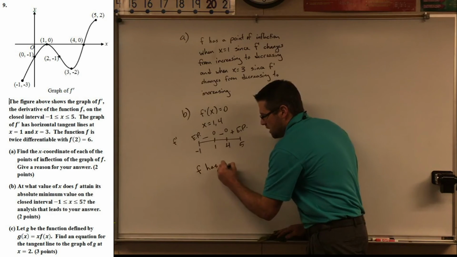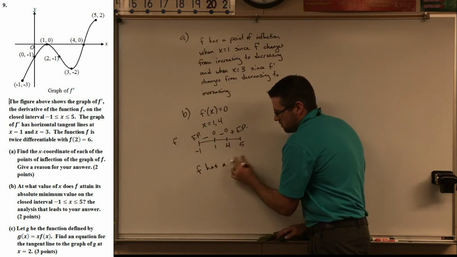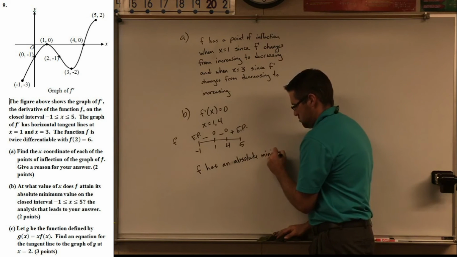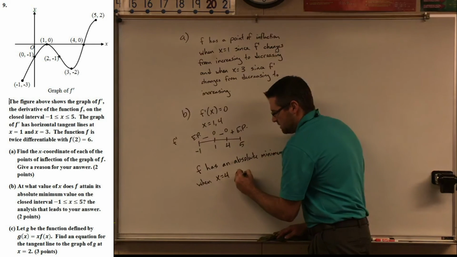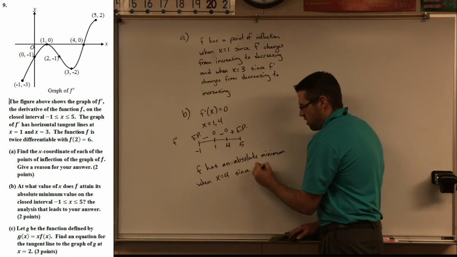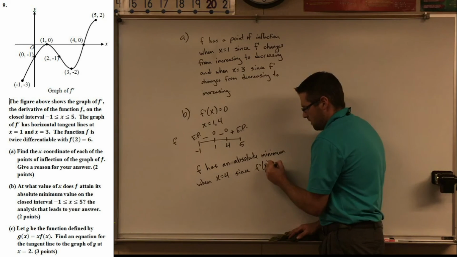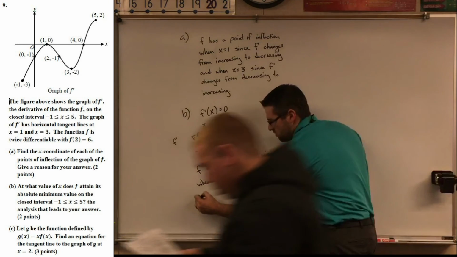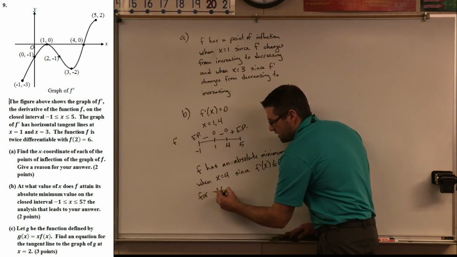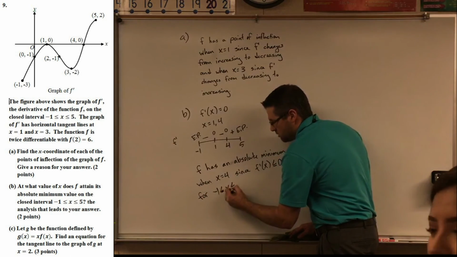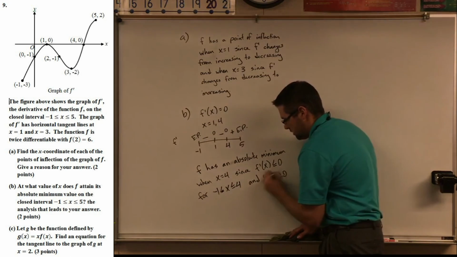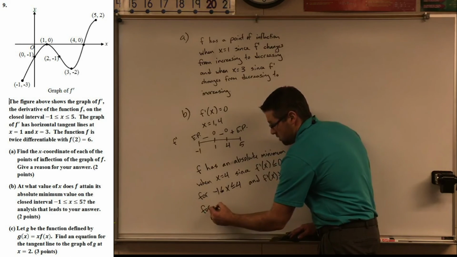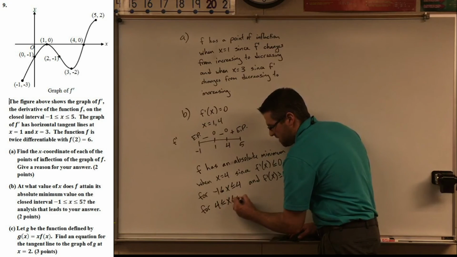f has an absolute minimum when x equals 4 since f prime of x is less than or equal to 0 for negative 1 is less than or equal to x is less than or equal to 4, and f prime of x is greater than or equal to 0 for 4 is less than or equal to x is less than or equal to 5.